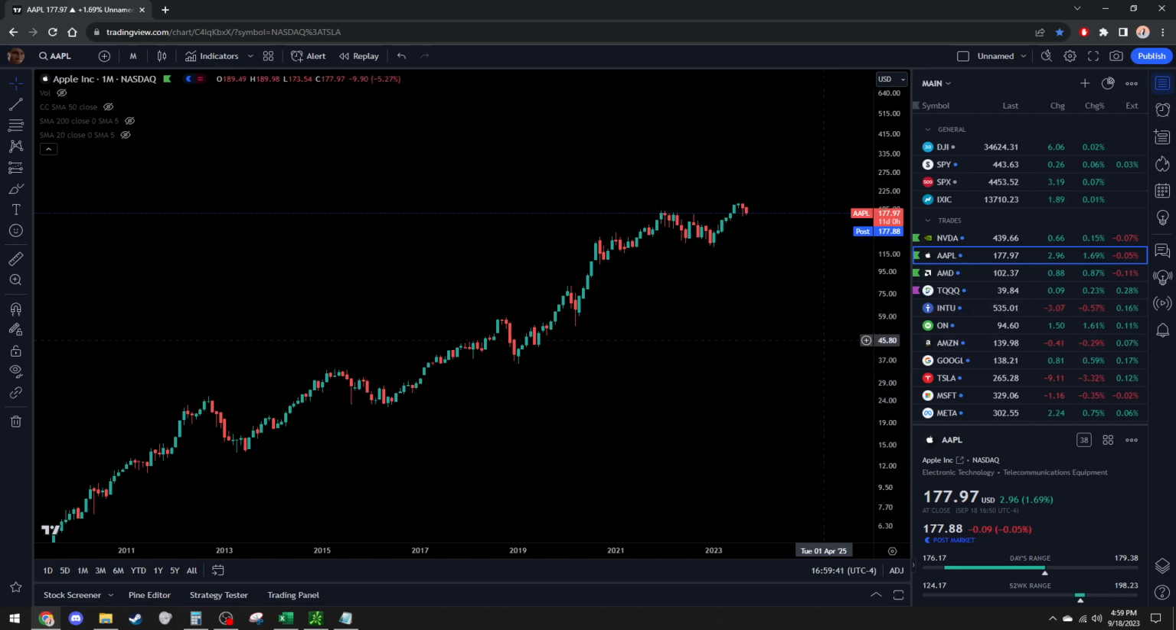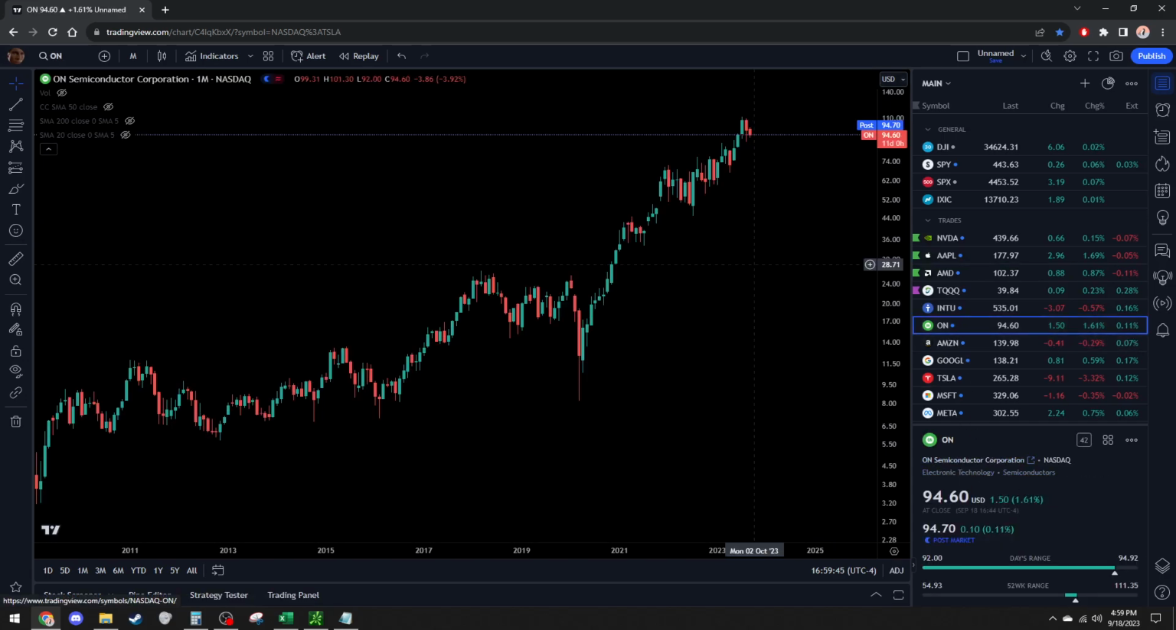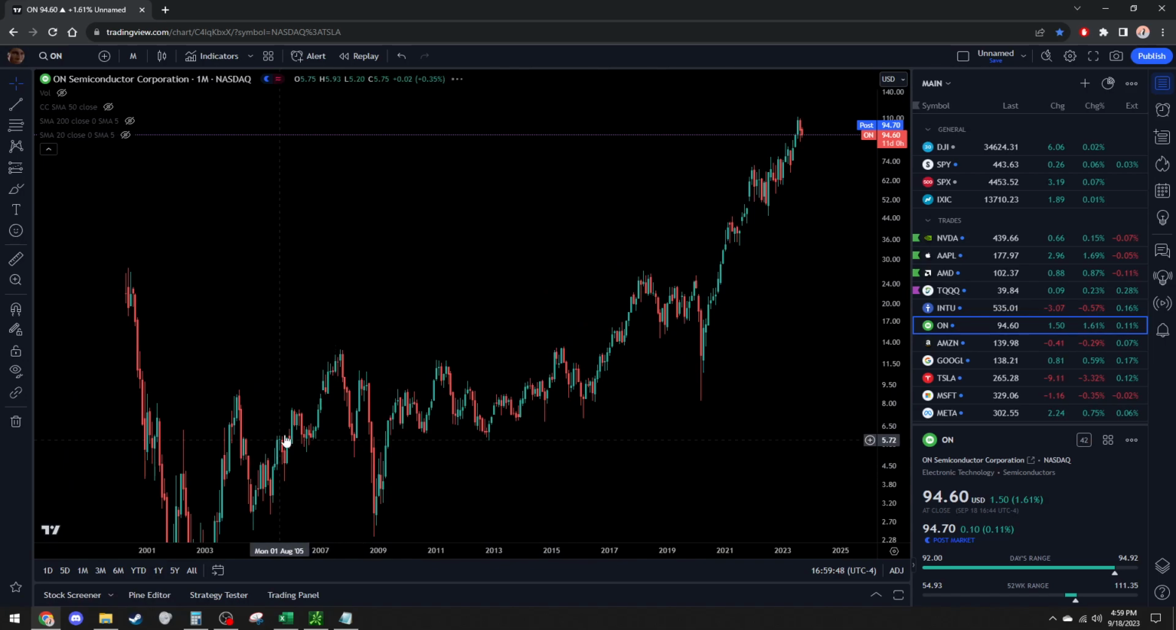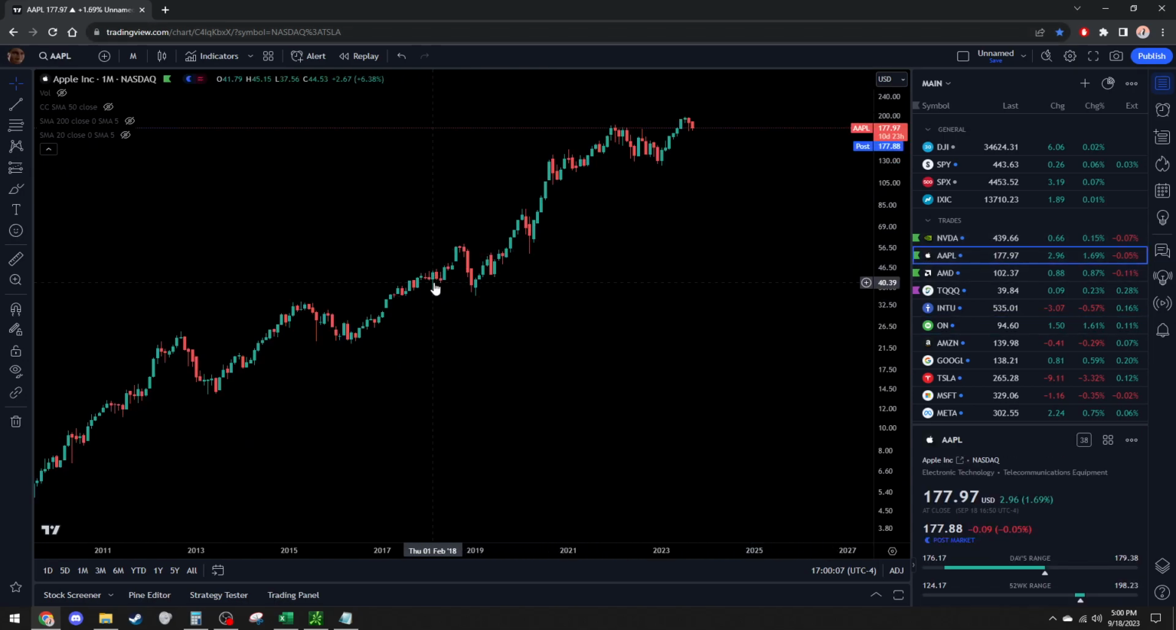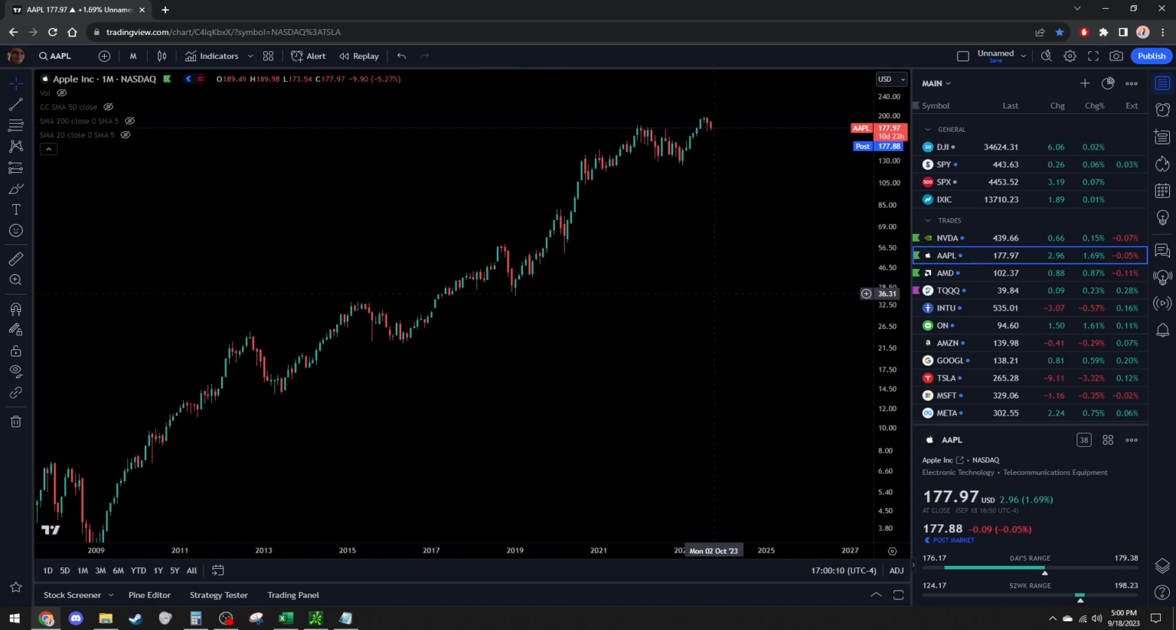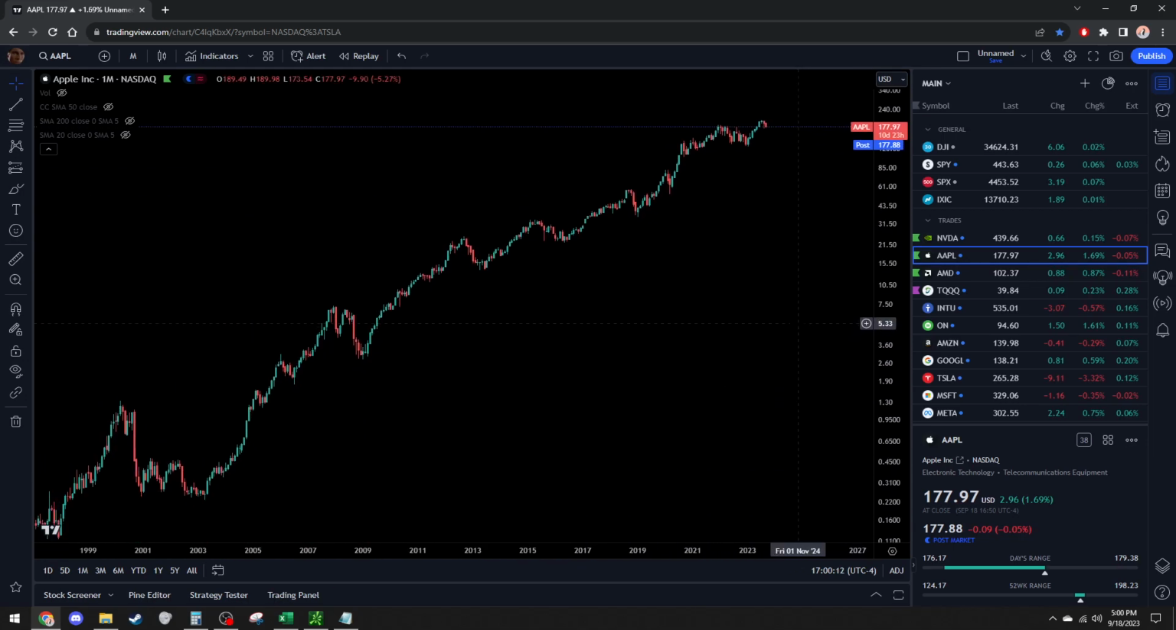Of course, I can go with a smaller cap name. Let's say ON Semiconductor, this stock. This is much more risky, right? But the gains are great. You can make a lot of money, but they're not as consistent, and there's a lot more volatility. So if I were going to trade something like this, I would obviously risk a lot less of my account. But with a stock like Apple, I'd feel more comfortable risking more because I know Apple's an established company that has a proven track record.